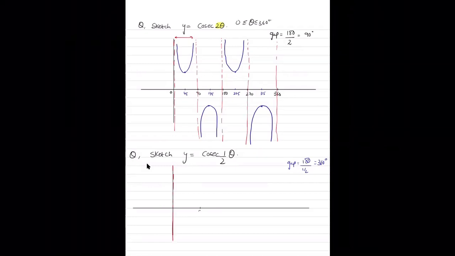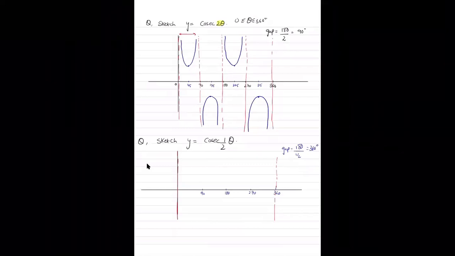Okay. This is 90, 180, 270, 360. The first asymptote is at 0 and the next asymptote is going to be at 360 degrees apart. And there is only half a cycle within 360 degrees. So at 180, the value is going to be positive 1. And then the graph is going to go up like this.